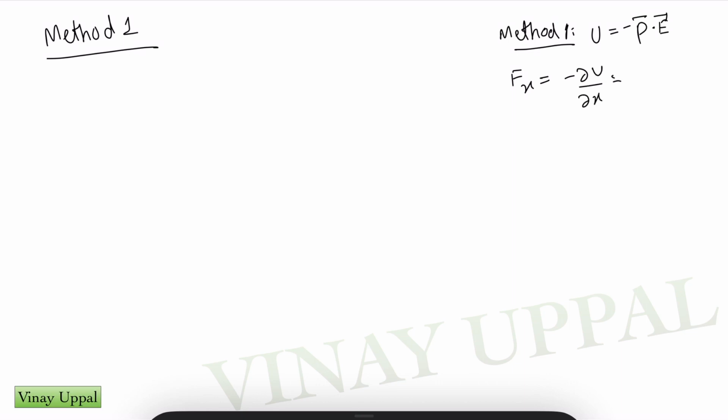So let's look at the first method. Before I do the calculation, I just want to quickly go over what happened in the case of an electric dipole. In the case of an electric dipole, we had two methods. In method 1, we wrote down the potential energy of the dipole as minus P dot E, and then we calculated the x component of the force as minus del U by del x, which will basically be the partial derivative of P dot E with respect to x. Similarly, you can do it for the y component and the z component. This is one method, and we saw in the previous episode that this is only valid if the electric field is conservative. Only then can you define a potential energy.